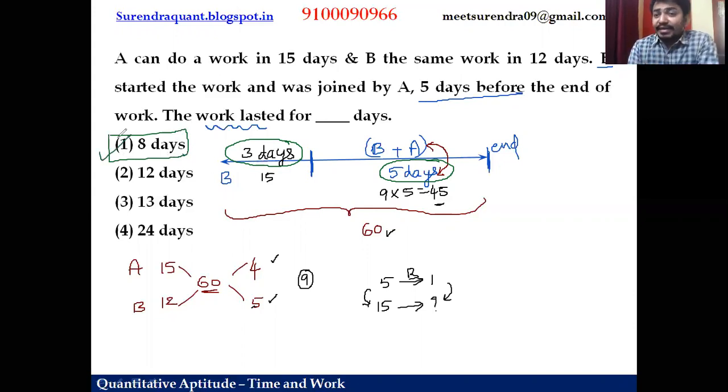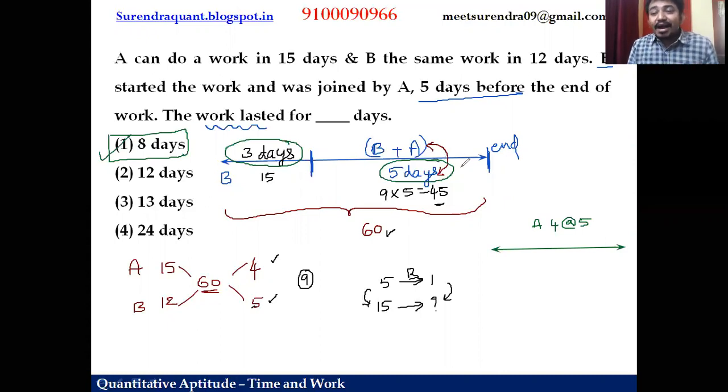There are a few more techniques to approach the question, but I feel this is one simple analysis. If you want one more method, I'll tell you that method. Let us see. This is the end of the work, right? From beginning to ending, out of all the work, what is the contribution of A? One day A can do 4 units. But his contribution is only for 5 days, right? He worked with B for 5 days.